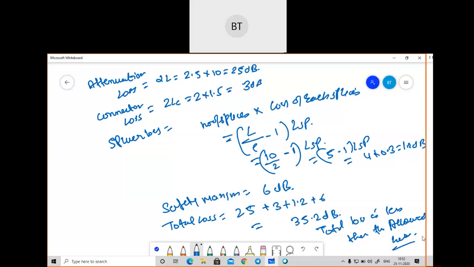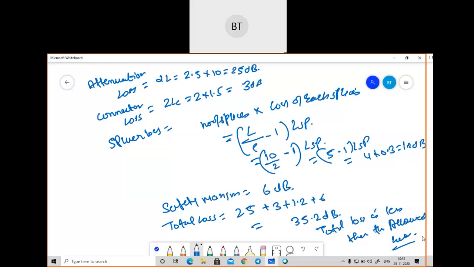Now moving on, we have to see what loss we are getting for the safety margin. What are the values for the safety margin which are given in the problem? Safety margin was given as 6 dB. That we have already written there. Now we have to calculate all those losses. Whatever losses we have experienced, we have to add all those things. So I have added attenuation loss, connector loss, splicer loss, and safety margin. So 25 plus 3 plus 1.2 plus 6. What I'm getting here, 35.2.